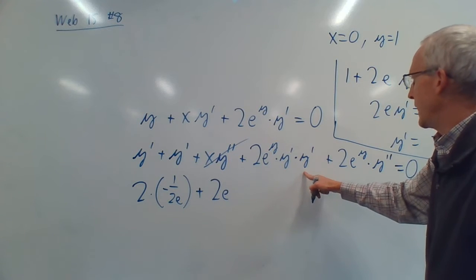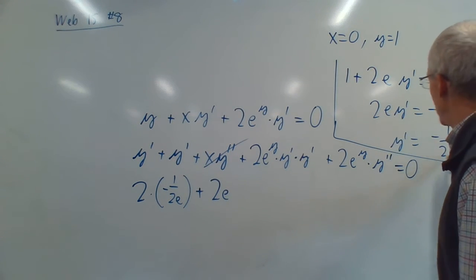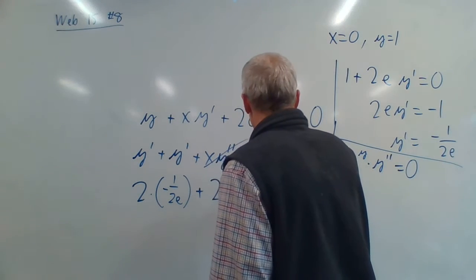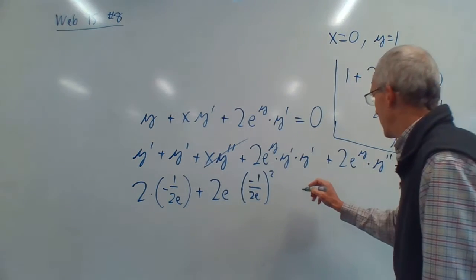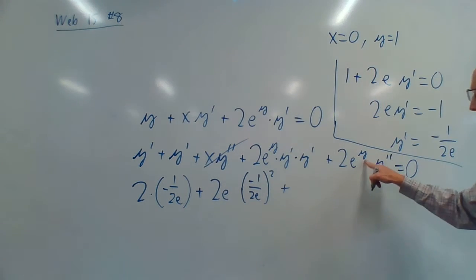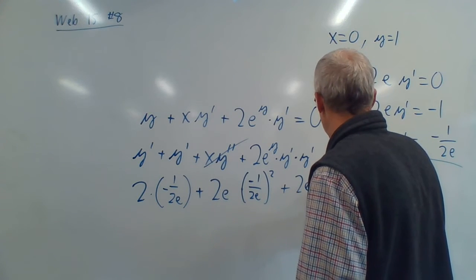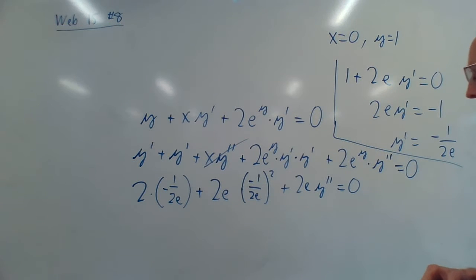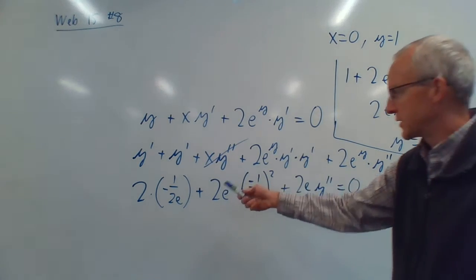Y prime squared, which is y prime is negative 1 over 2e, so that's times negative 1 over 2e squared, plus 2e to the y, which is just 2e, so that's 2e times y double prime, and that's equal to 0. All right, we only have one y double prime here that we need to solve for, but we got to do some algebra with all these.